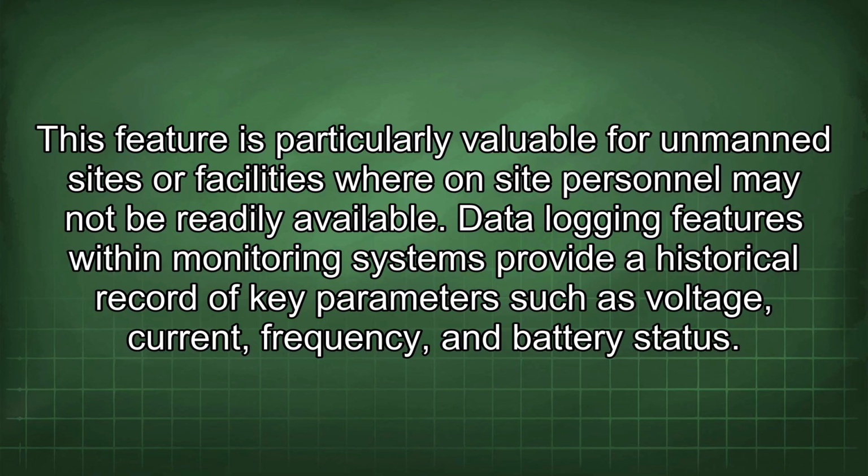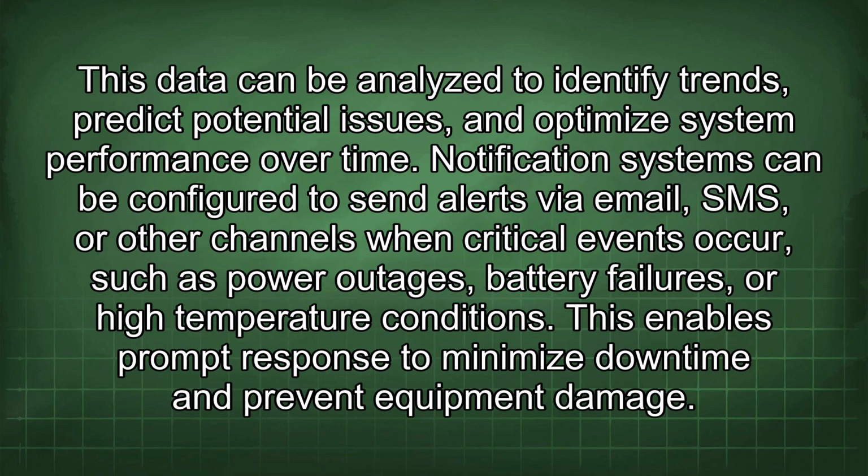Data logging features within monitoring systems provide a historical record of key parameters such as voltage, current, frequency, and battery status. This data can be analyzed to identify trends, predict potential issues, and optimize system performance over time. Notification systems can be configured to send alerts via email, SMS, or other channels when critical events occur, such as power outages, battery failures, or high-temperature conditions. This enables prompt response to minimize downtime and prevent equipment damage.